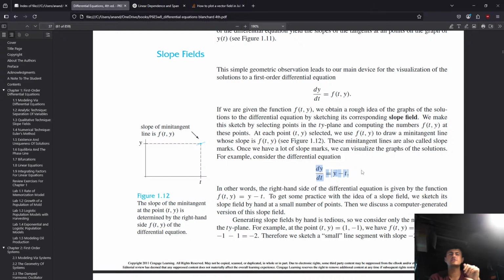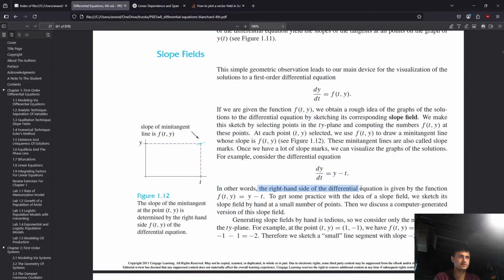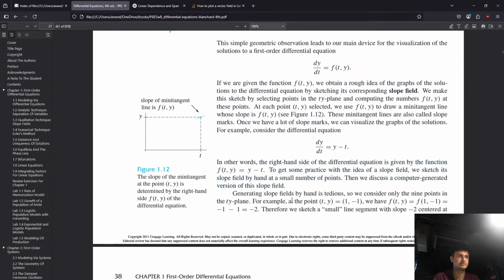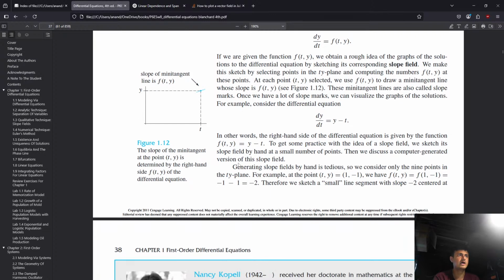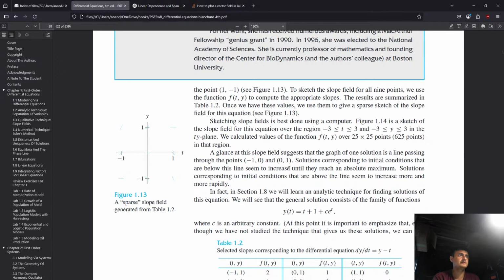All right, and it's interesting that they choose this differential equation, dy dt is equal to y minus t, because it's not separable. In other words, the right-hand side of the differential equation is given by f of t and y equal to y minus t. To get some practice with the idea of a slope field, we generate a slope field by hand at a small number of points, and we discuss a computer-generated version of this slope field. Generating slope fields by hand is boring. Okay, so they do it by hand.